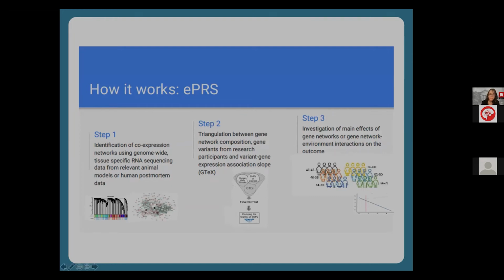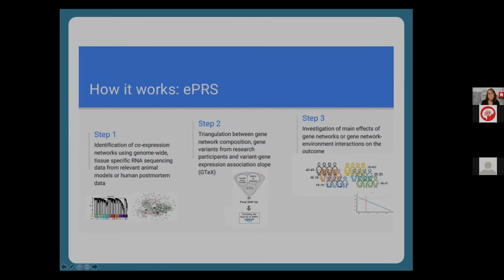Specifically about the EPRS, this is a very brief summary of the work, but we start by identifying co-expression networks, so genes that work together in a biological process, using RNA sequencing that tells us about the expression of these genes in a specific tissue. We can create or identify these networks.